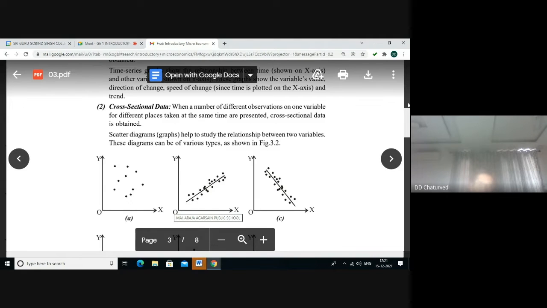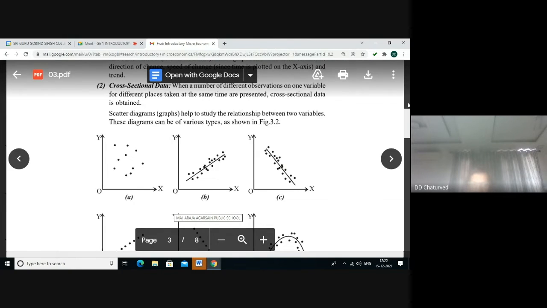These graphs show the variable's value, direction of change, speed of change, and the trend. Then we have cross-sectional data. When a number of different observations on one variable for different places are shown for a particular point of time, the data that we get is called cross-sectional data. It may be for different companies or different products or any such criteria may be adopted, but the time remains the same. We can have scatter diagrams to show this relationship through figure 3.2.